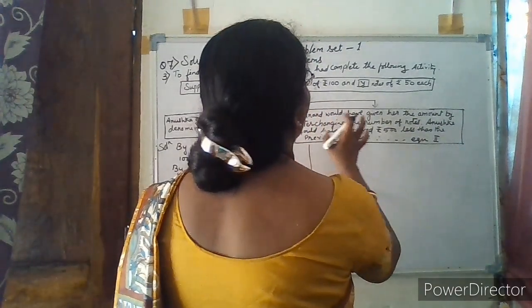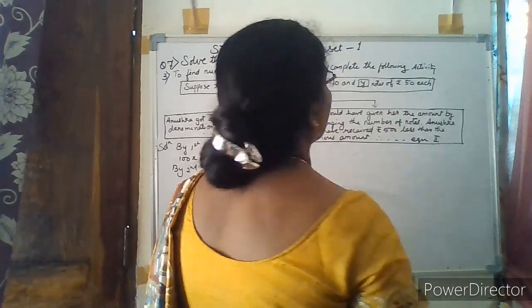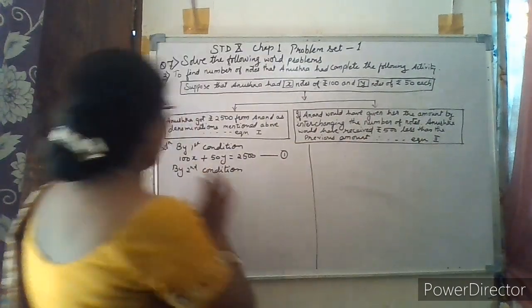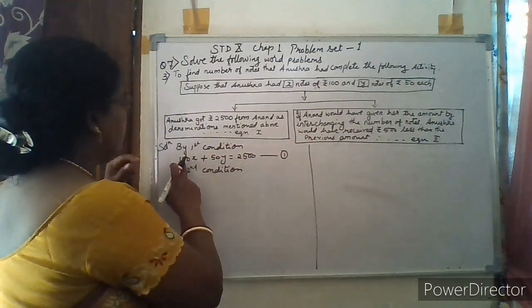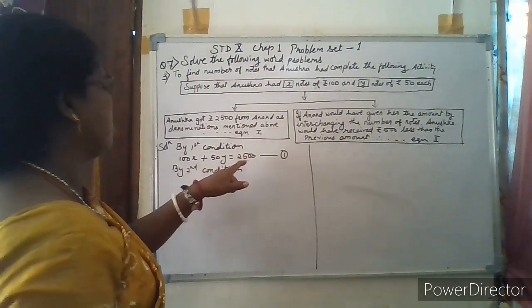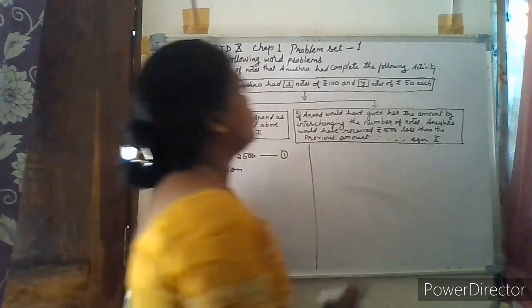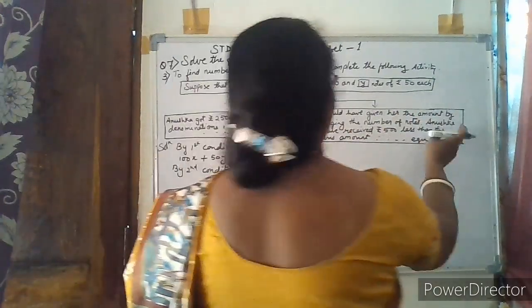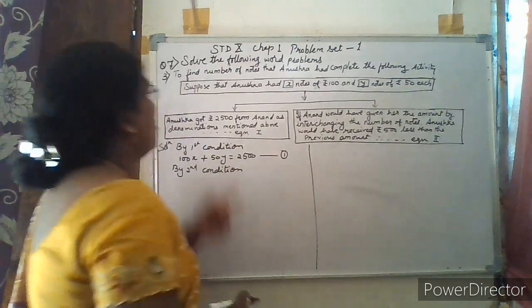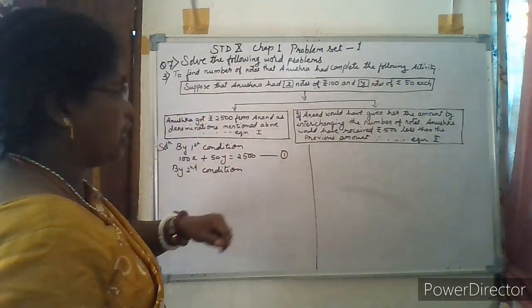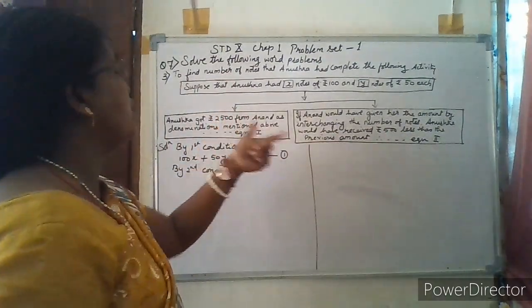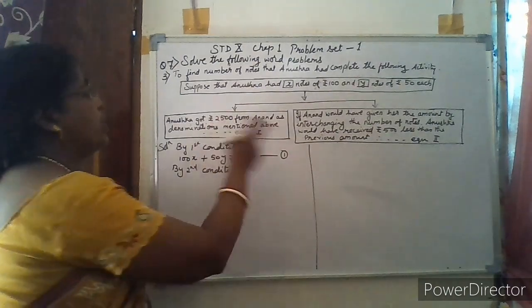See, if Anand would have given her the amount by interchanging the number of notes, that means it will be 100Y plus 50X is equal to, by interchanging the number of notes, Anushka would have received 500 less than the previous amount. Previous amount she had got 2500. Now in the second condition she is getting 500 less. That means 2500 minus 500, she is going to get only 2000 rupees.